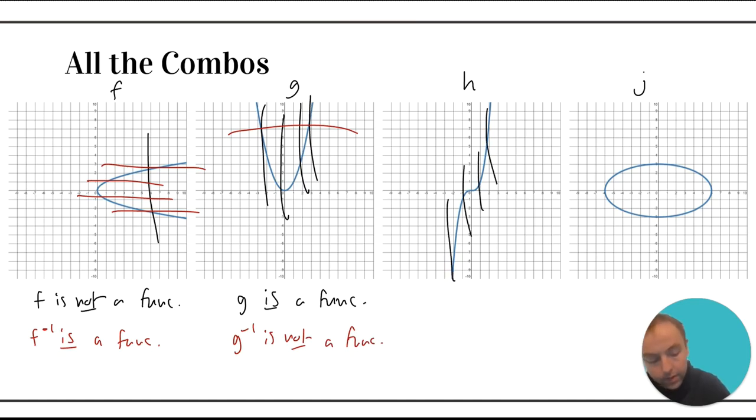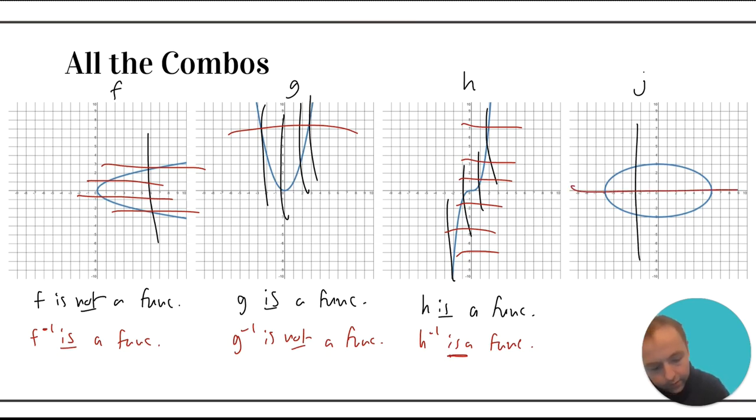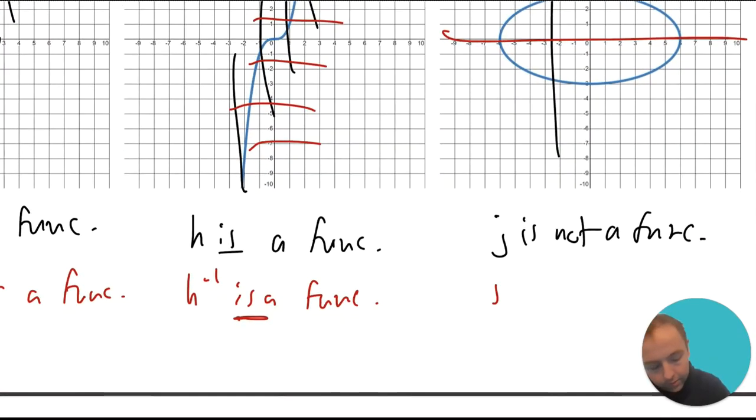And then for this graph, it passes the vertical line test, and it also passes the horizontal line test. So h is a function, and then also h inverse is a function, right? And then for the last one, it fails the vertical, and it fails the horizontal. So that means that this original relation j is not a function at all. And then also the inverse of this relationship is not going to be a function either. Okay.